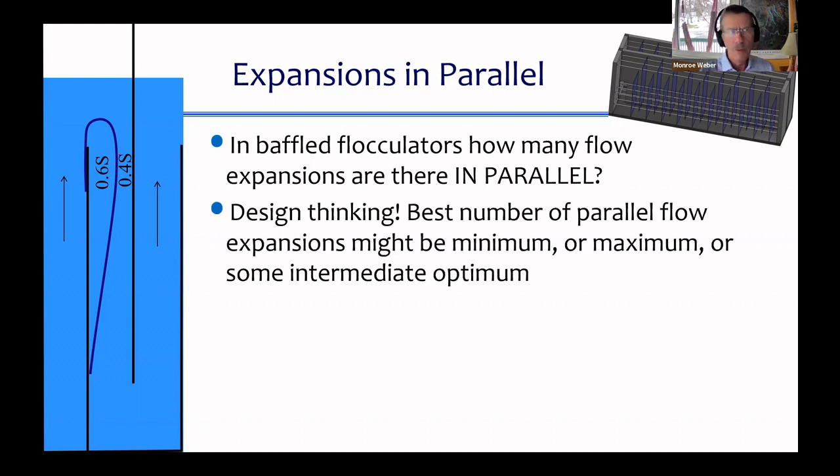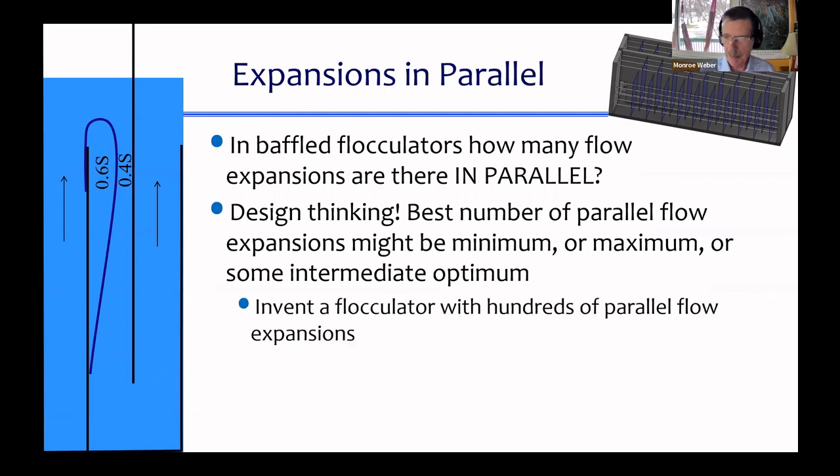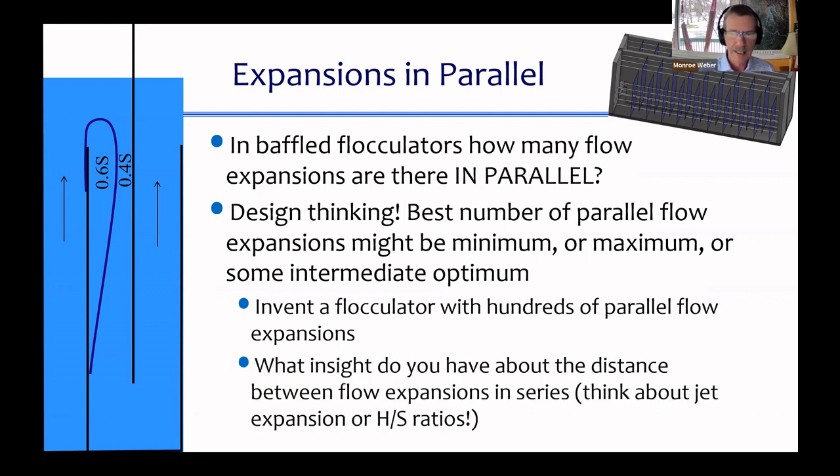And then I want you to think about, well, why don't we try having multiple flow expansions in parallel, meaning that the water has an option of going through multiple paths. Each path has its own flow expansion and contraction, or contraction and expansion, but there are many paths in parallel. And I want you to think about what happens if you have many paths in parallel. I want you to think about how you might invent a flocculator that would use that idea of many paths in parallel. So how would you make it? And what would it look like?